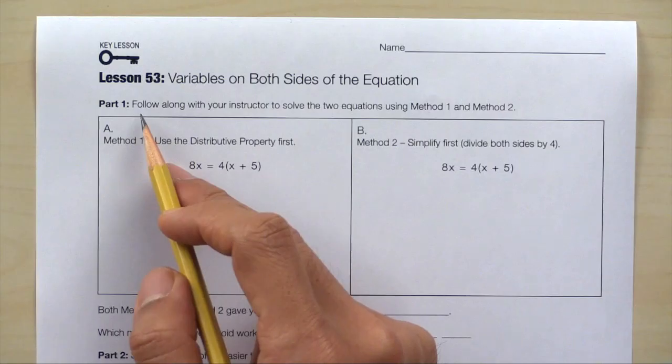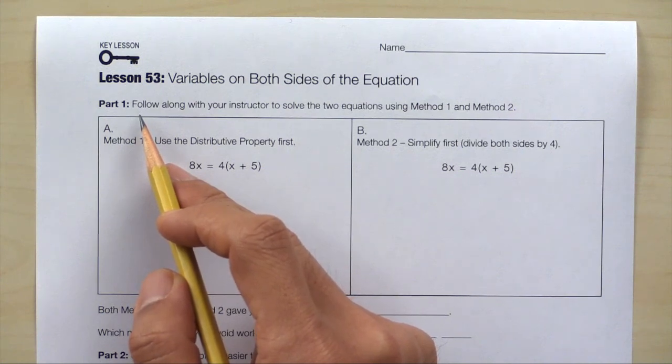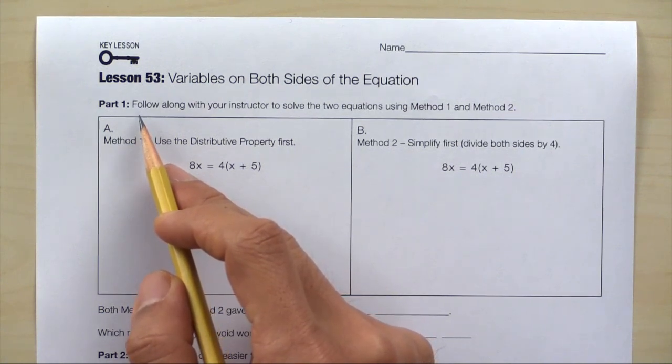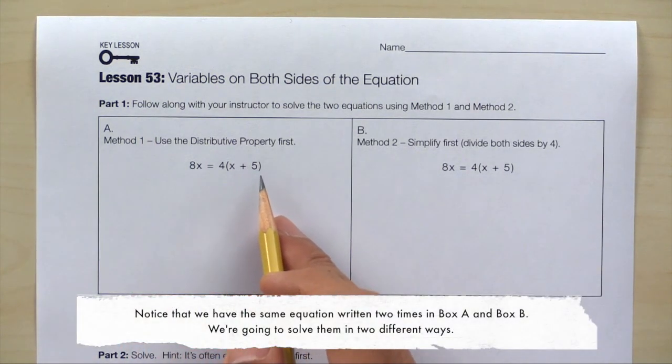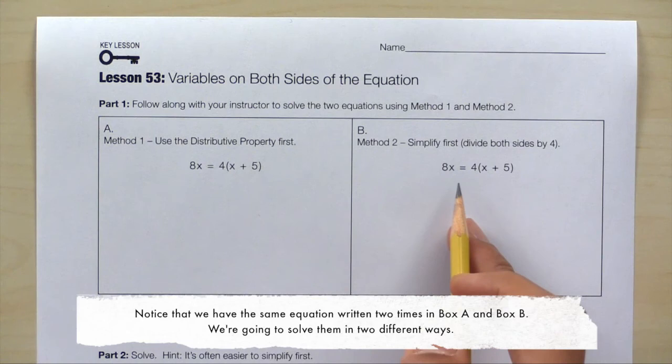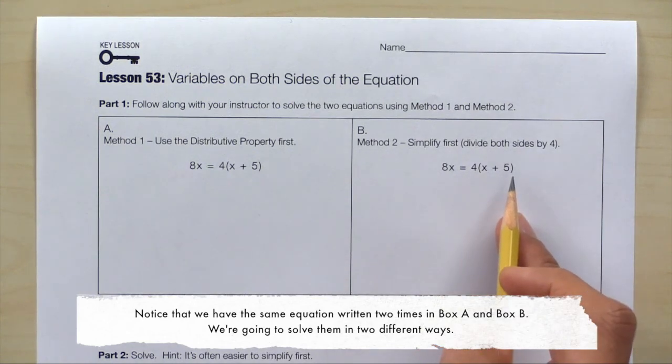Lesson 53, Variables on Both Sides of the Equation. Here's part 1. Students are going to follow along with their instructor to solve the two equations using method 1 and method 2. So here, notice that we have the same equation written 2 times, and we're going to solve it using 2 different methods.